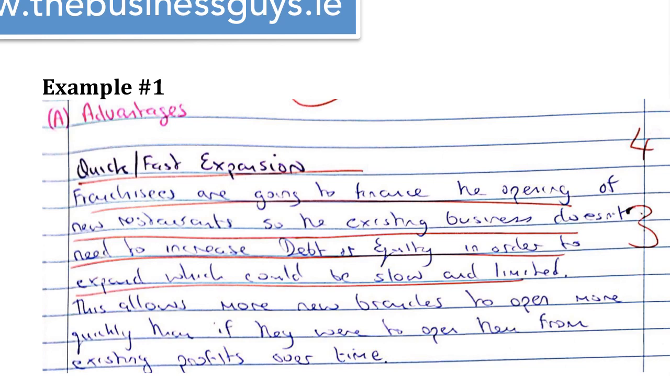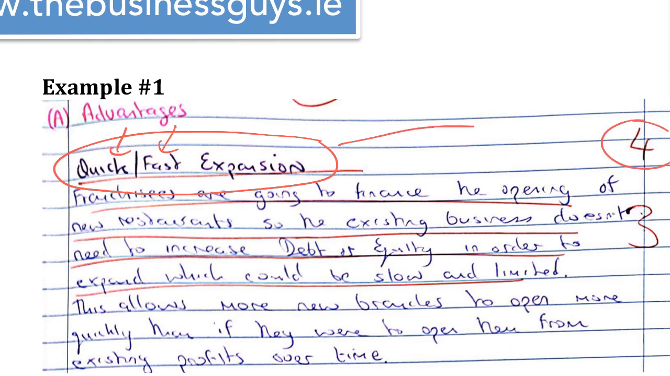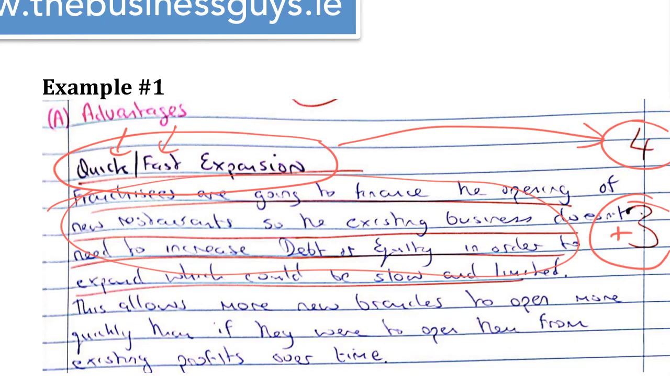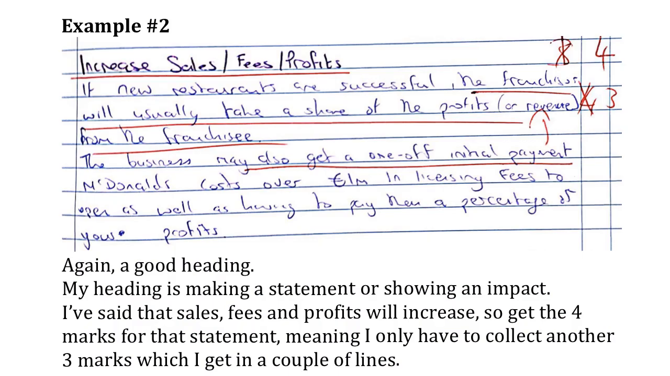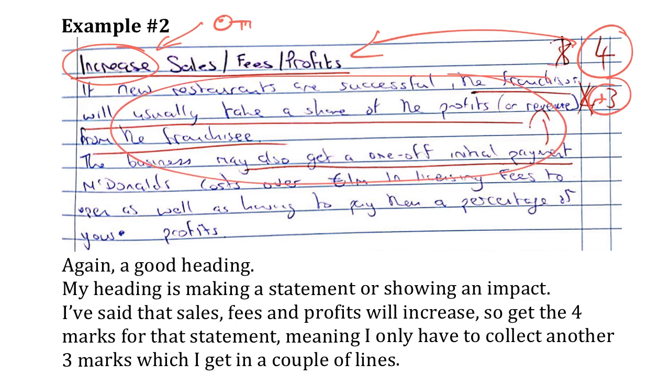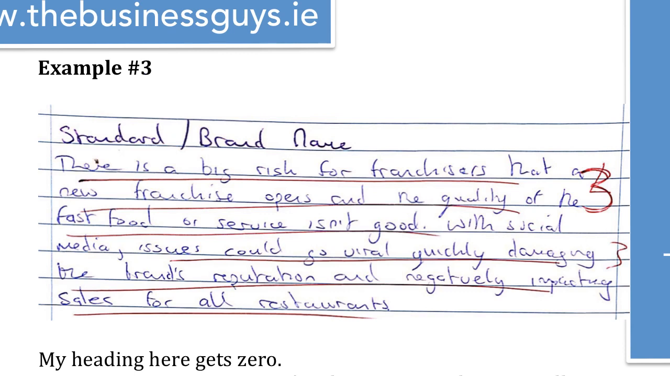For my heading here, I wrote quick or fast expansion. Just because I've written quick or fast, I'm going to be getting the marks pretty quickly, because it is stating what the advantage is of franchising out your idea. So I've got 4 marks straight away, and then the other 3 just for developing that on, saying you don't have to raise money or whatever it is. My second one was increase sales, fees, profits. Just because I've gone with increase, I'm stating what is happening. I'm not just writing fees or licensing fees, which would just be a title. I'm going with what's happening: it's gotten bigger, and I pick up my marks very quickly there. In 2-3 lines, I've got 7 marks, and I can move on.